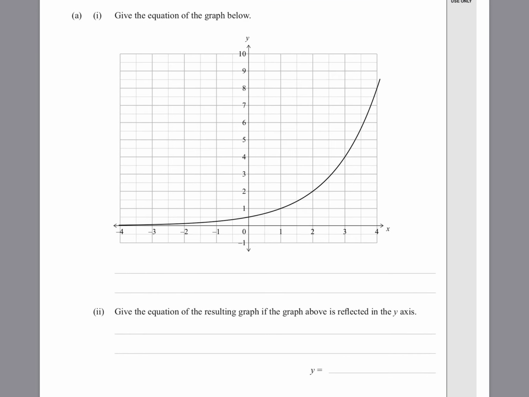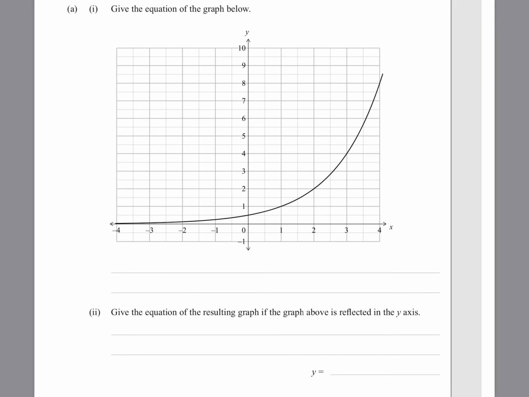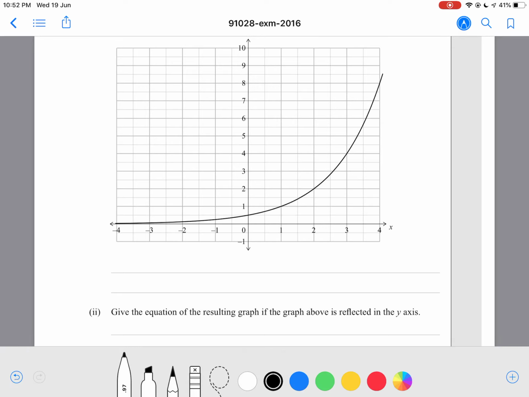Give the equation of the graph below. As you can see, our equation for our exponential is y equals a to the power of x minus b plus c. Our exponential gets closer and closer to 0, so therefore our c value is 0, so we can just get rid of that. So therefore y equals a to the power of x minus b.